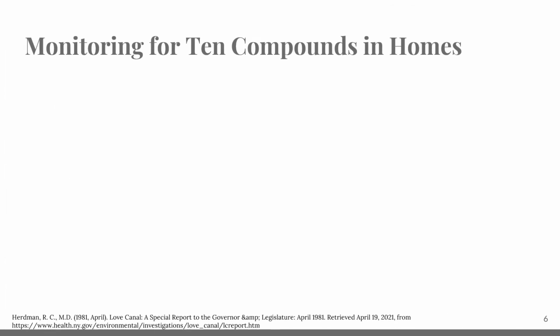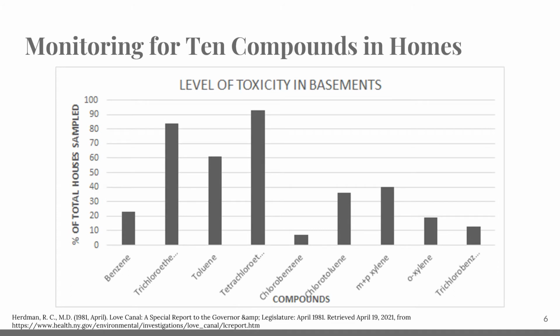The EPA began to monitor for compounds in homes. The sampling that was conducted revealed over 80 compounds in the basements of hundreds of homes. Of these compounds shown in the bar graph, tetrachloroethylene was the most abundant as it was found in 93% of sample homes.